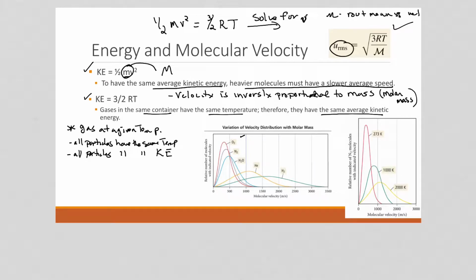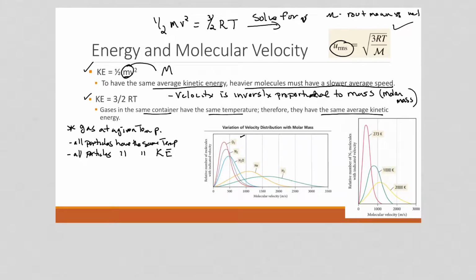So we have this equation now that we can relate velocity to temperature and to molar mass. And we can see here that velocity has an inverse relationship to molar mass. In this equation, as mass gets bigger, because we're dividing by it, the velocity is going to get smaller. The answer is going to get smaller. Now, if we look at the second graph here, as we take the same gas, so the same molar mass, but we raise the temperature, notice what happens to the velocity. The velocity goes up.